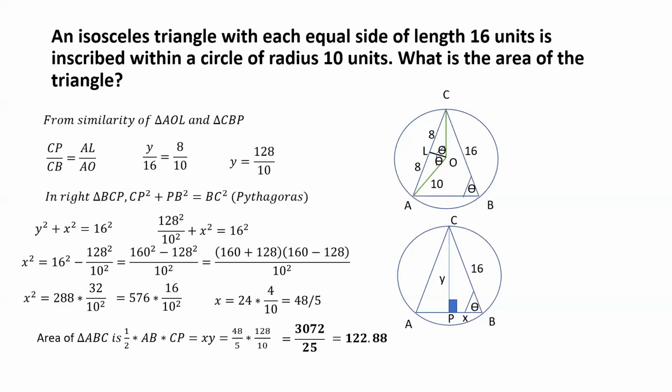You can express this as a decimal, which comes to 122.88. So that's the area in square units for triangle ABC.